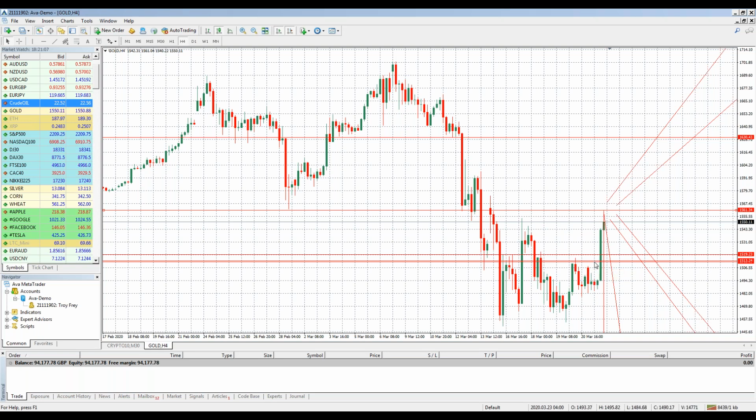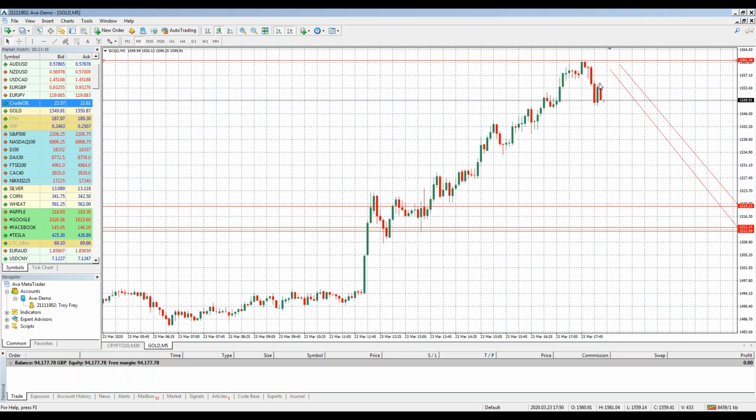So a buy stop would have gotten you in here on the breakthrough of the resistance on gold. A pending sell limit gets you in on this reversal off the resistance, okay?